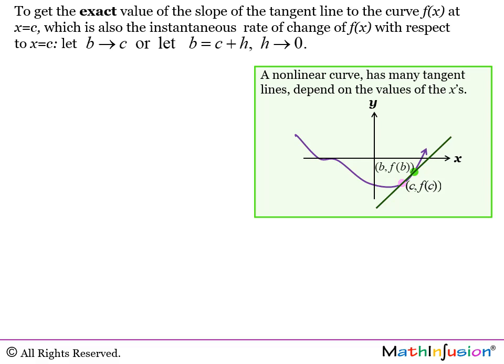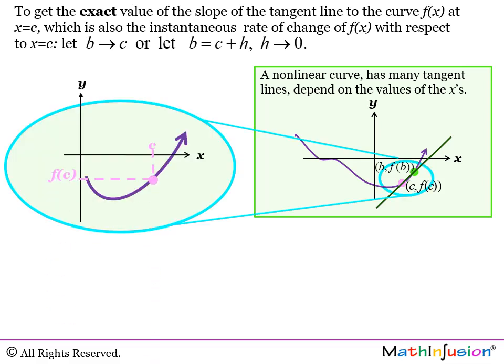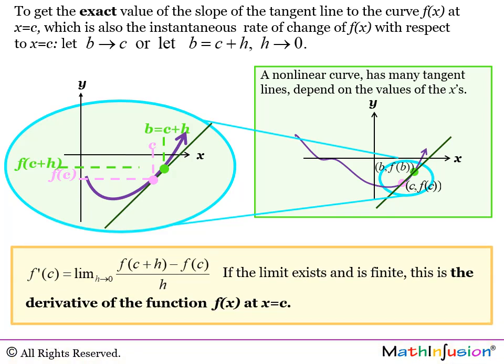So let's look and see what happens here. I'm going to magnify that. So here's the point (c, f(c)), and here's the point (b, f(b)) when b equals c plus h, and h is very tiny, almost 0. So you can see that the limit as h approaches 0 of f of c plus h minus f of c over h, if this limit exists and is finite, is the derivative of the function f(x) at x equals c, and we write f prime of c.